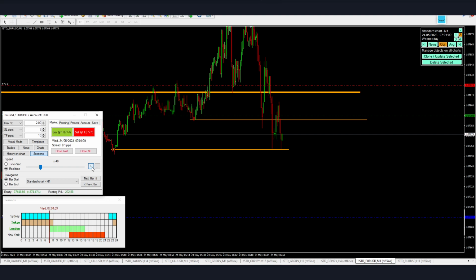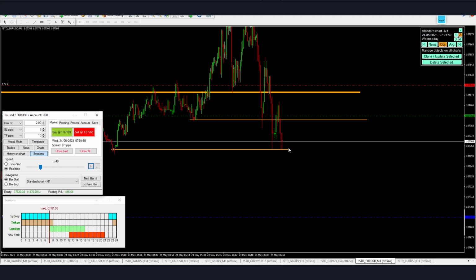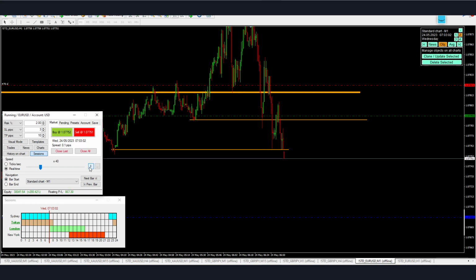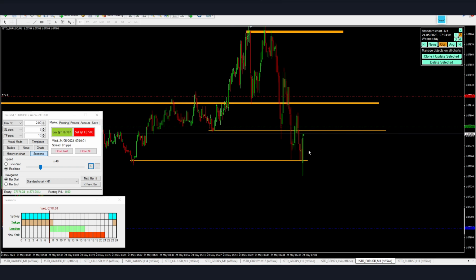Okay, let's see if London Open at least manages to break below this low. It might be great. So far it is rejecting it. Okay, very nice. I don't like this rejection. So now we went basically 4.7 pips in profit.